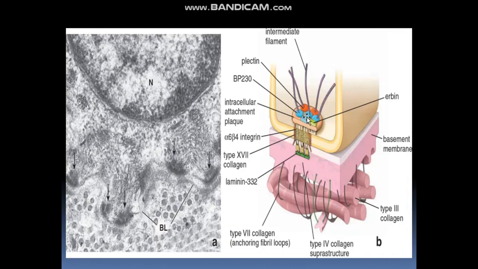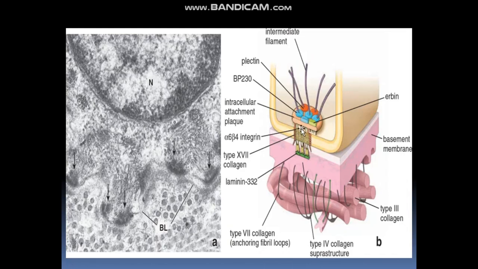The hemidesmosome includes one plaque, as hemi implies that it's like half of the desmosome. In these plaques, we can find the proteins plectin, then bullous pemphigoid antigen 230, then erbin proteins, pay attention, they form this plaque. Into this plaque from the cytoplasmic side will insert intermediate filaments like in the desmosomes. So the hemidesmosome will also be strengthened by the presence of cytoskeleton elements. Here in this case, these are also intermediate filaments.